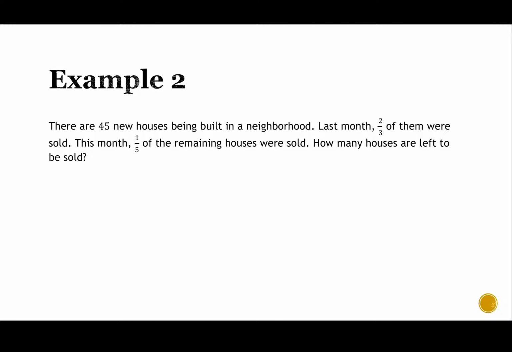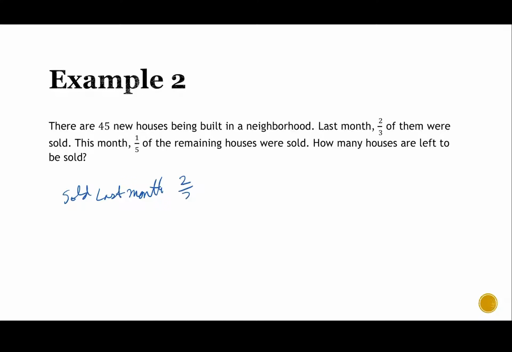So there are 45 new houses being built in a neighborhood. Last month, 2/3 of them were sold. This month, 1/5 of the remaining houses were sold. So how many were sold last month?